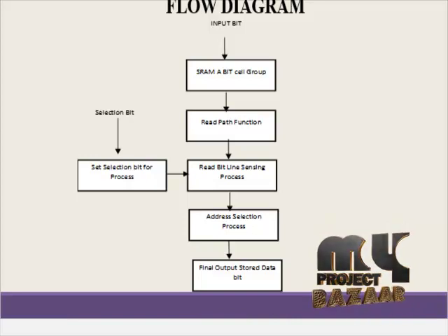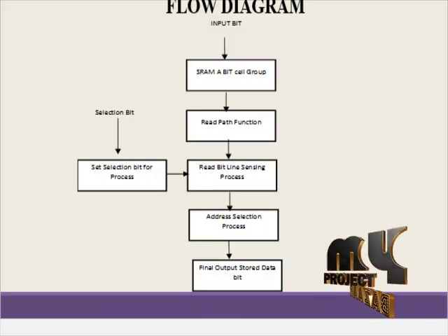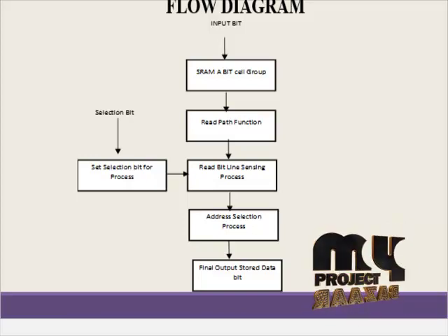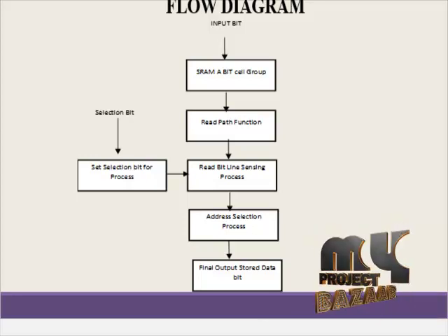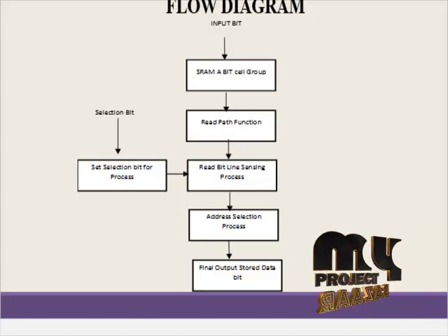After that we give a selection bit. We can give the selection bit oriented to the process. This selection process, the address selection process, is to identify the correct data in the overall memory array cell functions.